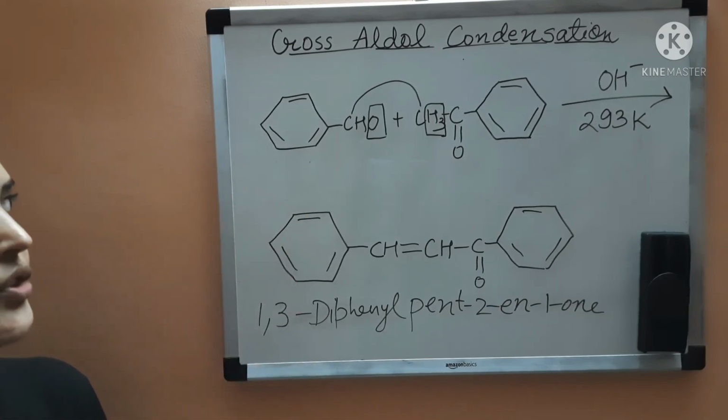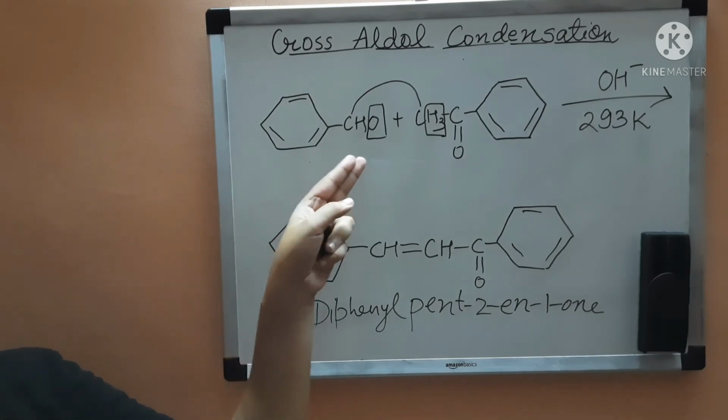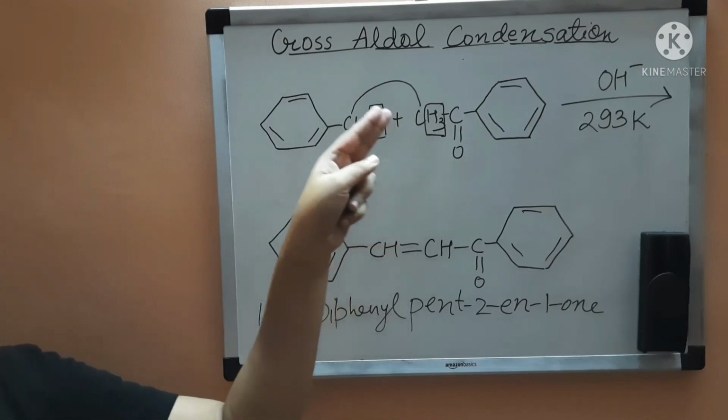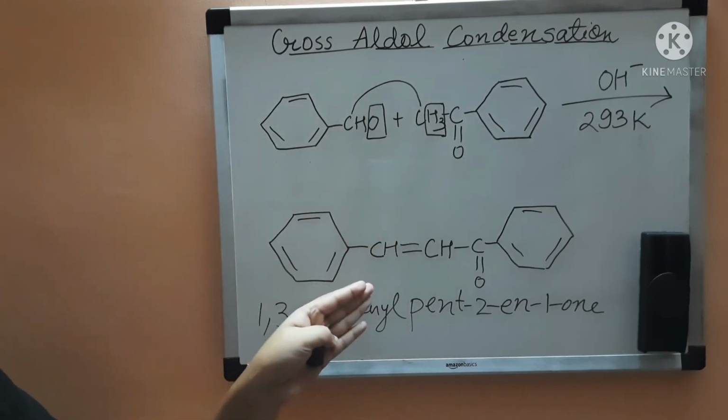In the aldol condensation also you can use this trick that you have to remove the oxygen atom and 2 alpha hydrogen atoms and form your product.